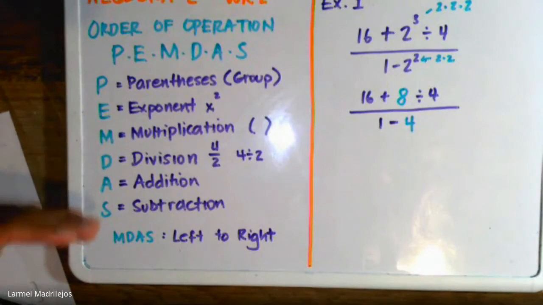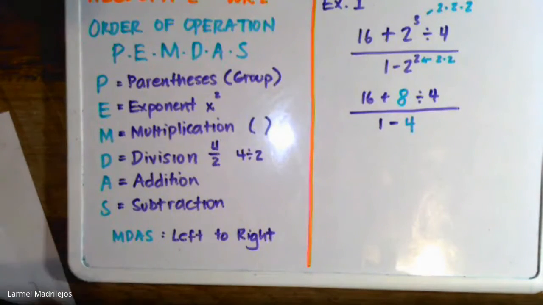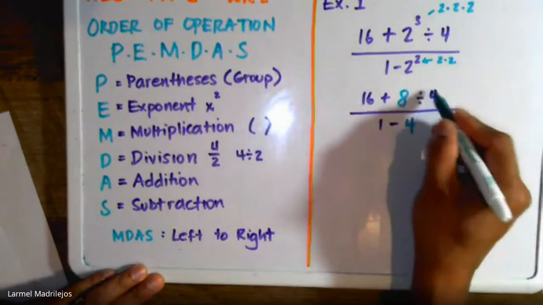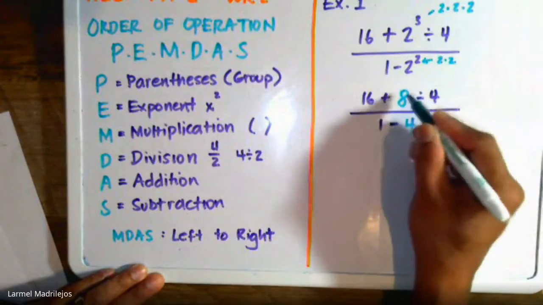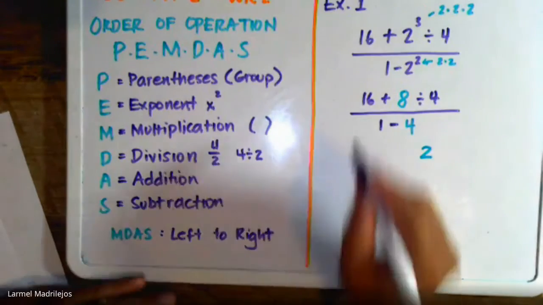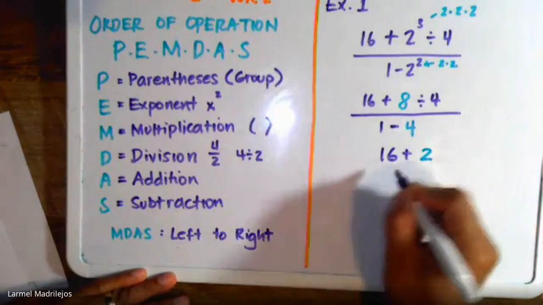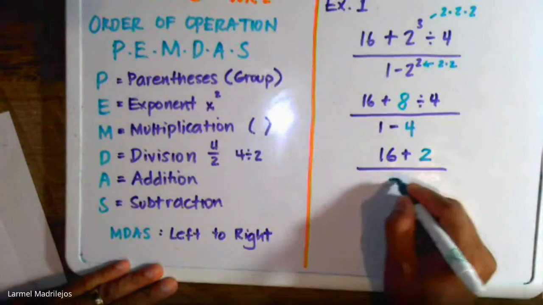Now we go to multiplication, division, addition, subtraction. I don't see multiplication, I see division, so I'm going to start with my division. On top, the first group, or numerator, 8 divided by 4 gives me 2. I'm going to copy the 16 plus. On the bottom, I can do something too: 1 minus 4 gives me negative 3.